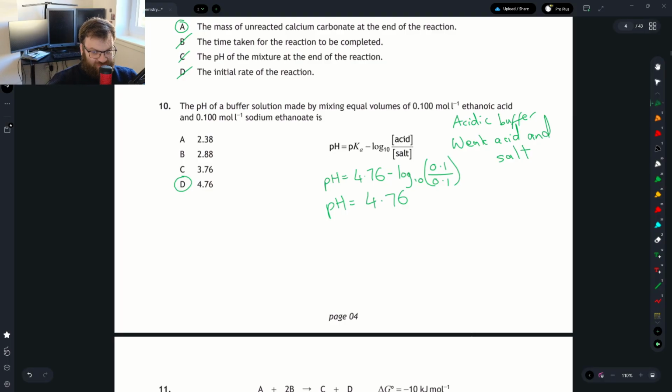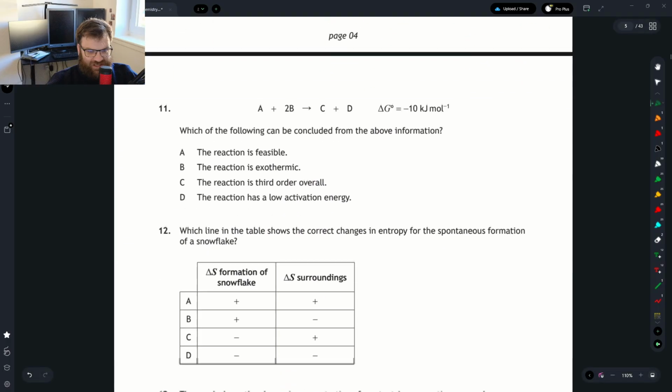Yeah, you would just plug the numbers in. Make sure you're putting in concentrations as we're given. They might give you moles and volume and you need to work out concentration first. But here, nice and straightforward, given is D for number 10.